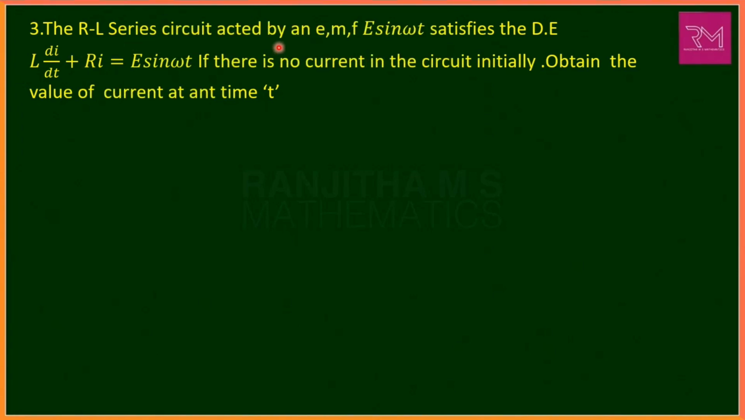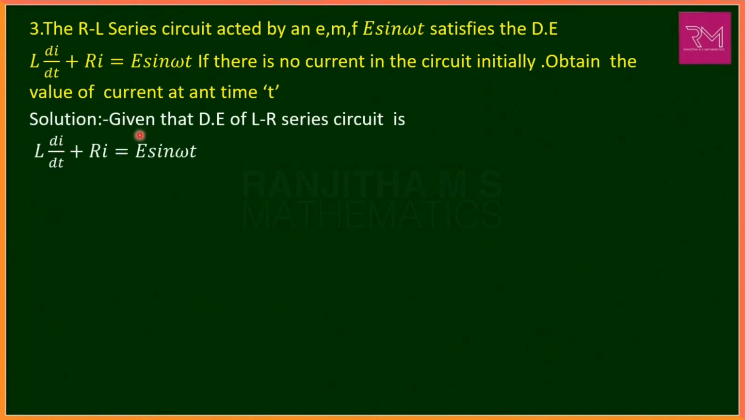The RL series circuit acted on by an EMF E sin omega t satisfies the differential equation L into di by dt plus Ri, which is equal to E sin omega t. If there is no current in the circuit initially, obtain the value of current at any time t. Here they have given the differential equation of the LR circuit as L into di by dt plus Ri, which is equal to E sin omega t. The electromotive force is given as E into sin omega t. If there is no current in the circuit initially, that is at time t is equal to 0, the current value is also 0. We have to obtain the current value I at any time t.